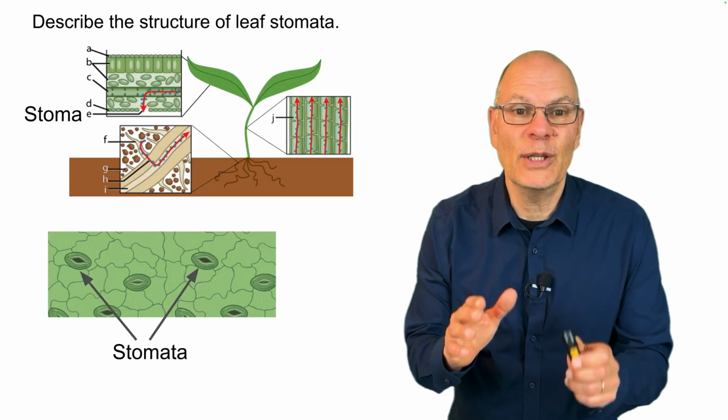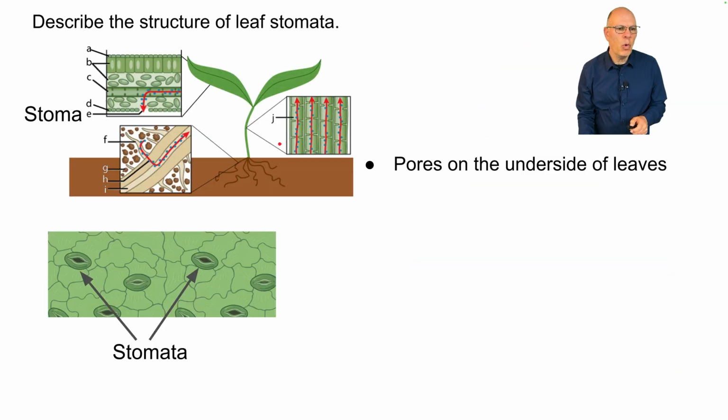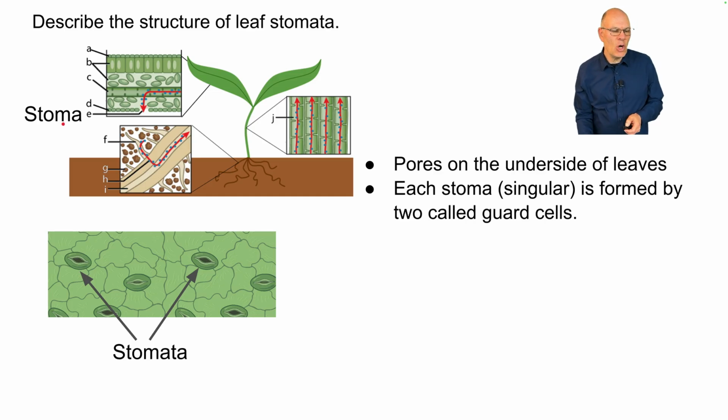Describe the structure of leaf stomata. Stomata are pores that are on the underside of a leaf. If you took a leaf and you did a microscopic cross-section, you'd see layers of cells. The top layer and the bottom layer are responsible for waterproofing the leaf, and they're covered with wax. But nevertheless, the leaf needs to be open to its environment in order to exchange gases and other material. Each stoma, which is singular, stomata is plural, is formed by two guard cells.